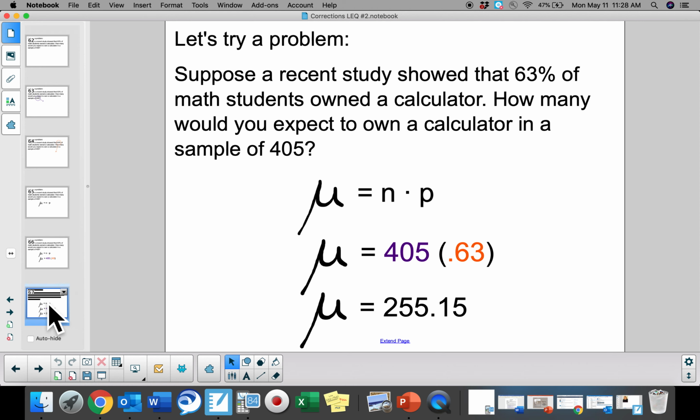Slap it in your calculator. And now all you have to do is round that properly. 255.15 rounds to just 255.